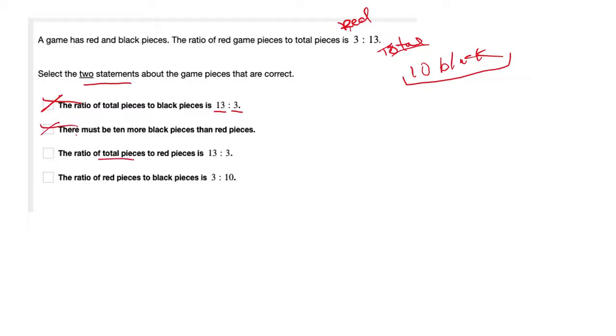The ratio of total pieces to red pieces is 13 to 3. Total goes first. That's 13. 13 is the total, so that's right. And there are 3 red, so that's right. So this one is correct. And then the ratio of red pieces to black pieces is 3 to 10. That is correct because there are 3 red and 10 black.